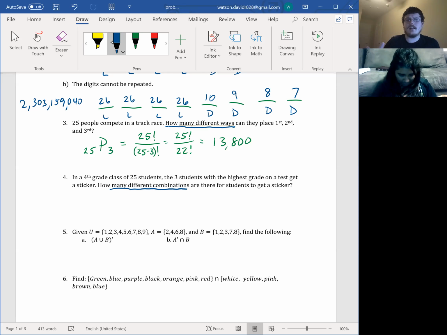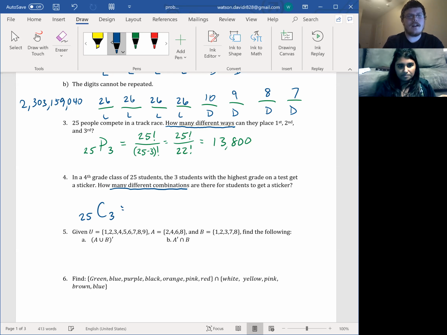In number 4, we're picking 3 people out of 25, but the difference is the students don't care what order they get the sticker in. If they get a sticker, they're happy. So order doesn't matter because 3 of them are getting a sticker regardless. It doesn't say they're getting different stickers or anything like that. So this one is going to be 25C3 because this one is a combination.